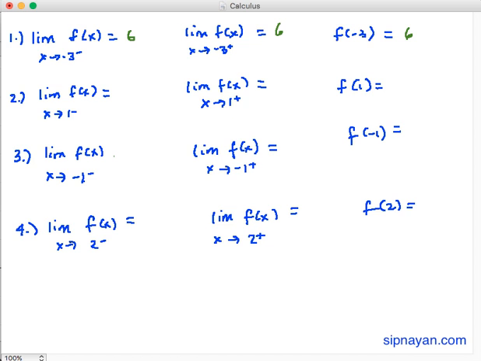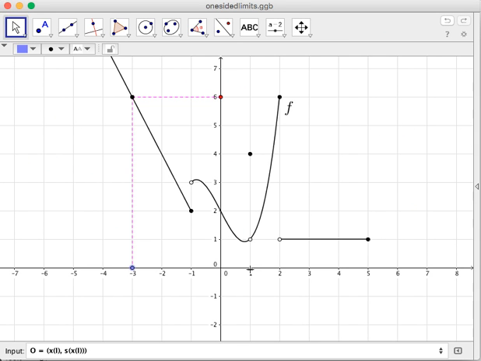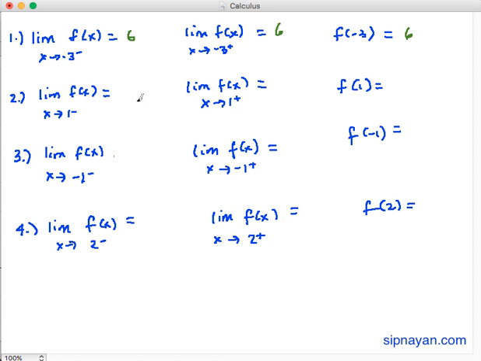Sa 1 naman siya. Saan nga yung 1 natin? X equals 1. Ito yun ba? So from the left, saan siya papunta? Nakita niyo ba kung saan siya pupunta? Paakyat siya dito, so dito siya pupunta sa 1. So as x approaches 1, f of x also approaches 1. So 1 dito, from the left.